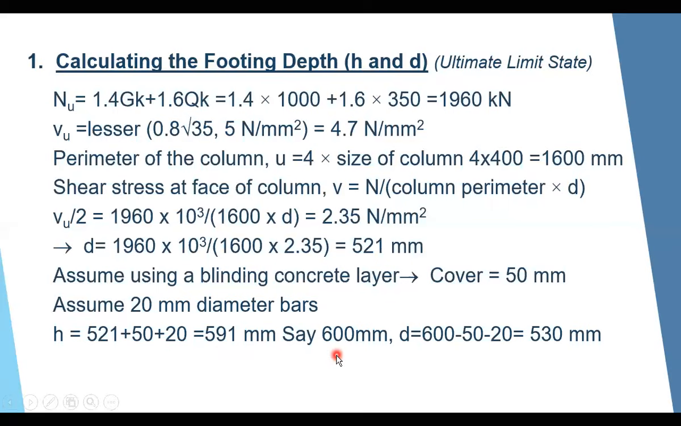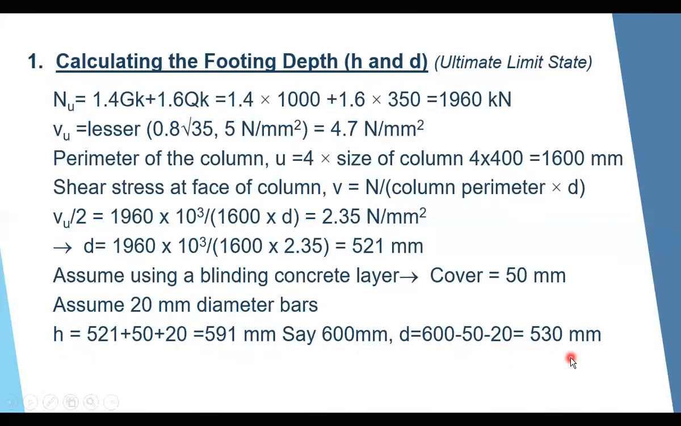So let's round it up, so it will be 600 millimeters. Once we round the H, we have to recalculate the D. So the D equals H minus cover minus the diameter of the bar. So it is 530. We can call this the initial proportioning step to get the H. So in step number 1, we needed to get the H and the D, and we got the H equals 600 and the D equals 530.